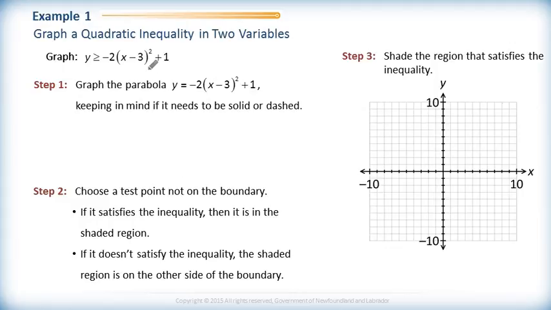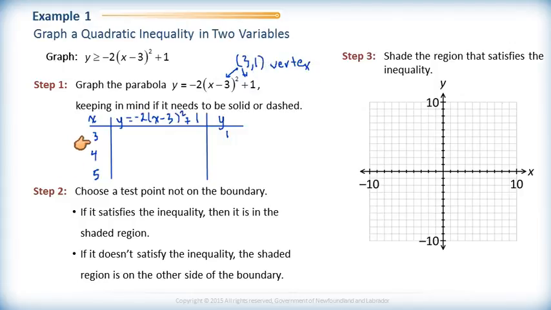We apply the ideas here. We have y greater than or equal to negative 2 times (x minus 3) squared plus 1. That gives us the boundary y equals negative 2 times (x minus 3) squared plus 1 with vertex (3, 1). So I set up a little table of values to help me graph it, starting with the vertex. I plot my points from the table and use the symmetry of the parabola to get the other side. Keep in mind, this is an equals case, so it's a solid boundary.